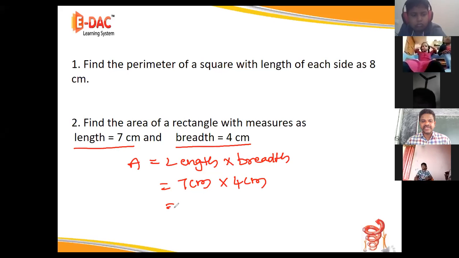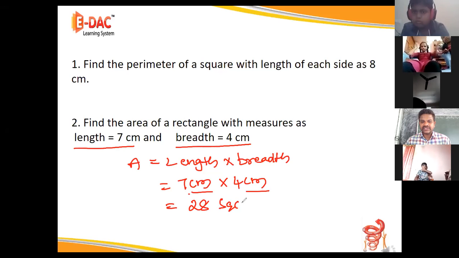Breadth is equal to 4 centimeters. 7 fours are 28. Centimeter into centimeter, square centimeters. So this is all about finding the area. It is already there in the book.